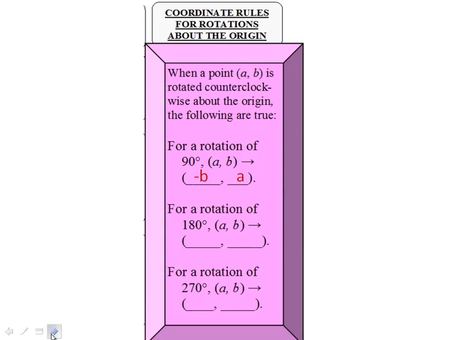The first rule, if we're going to rotate something 90 degrees: when a point A, B is rotated counterclockwise, counterclockwise would mean this direction. When a point A, B is rotated counterclockwise about the origin, the following are true. For a rotation of 90 degrees counterclockwise, if our original pair is A, B, then our new ordered pair is going to be the opposite of B, A. So we flip the ordered pair and make B the opposite. If it was positive, it becomes negative. If it was negative, it becomes positive.